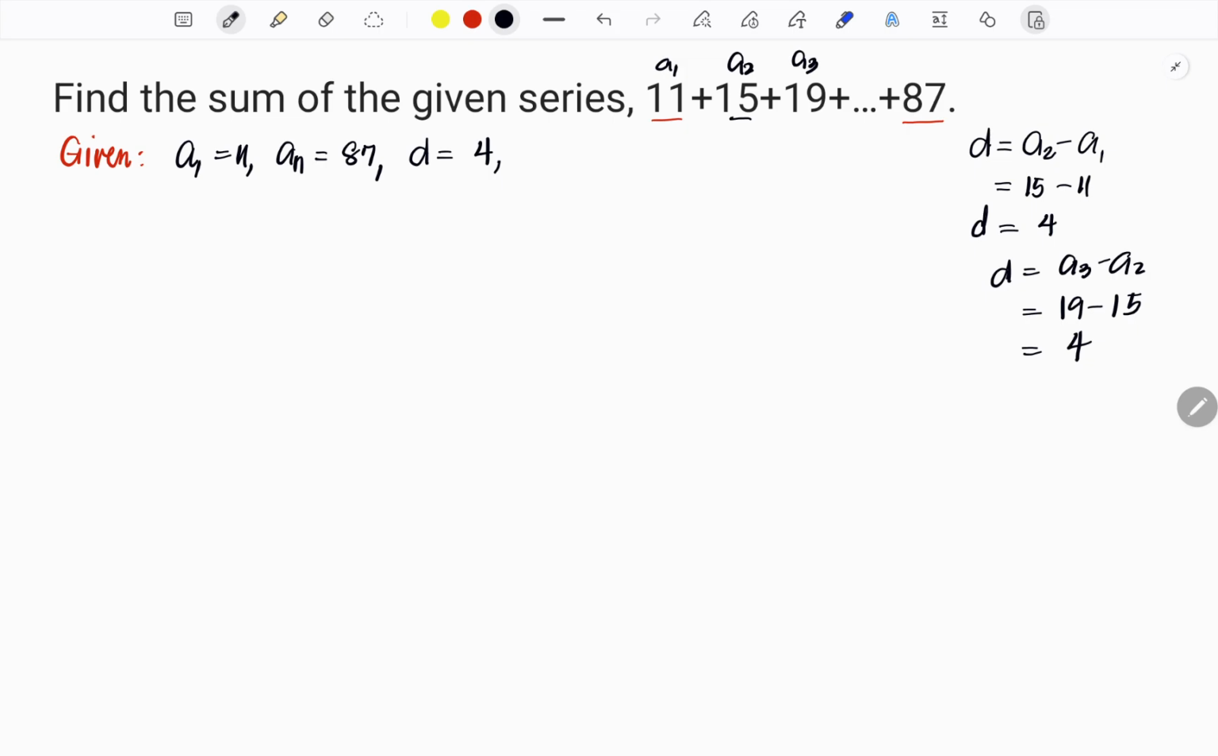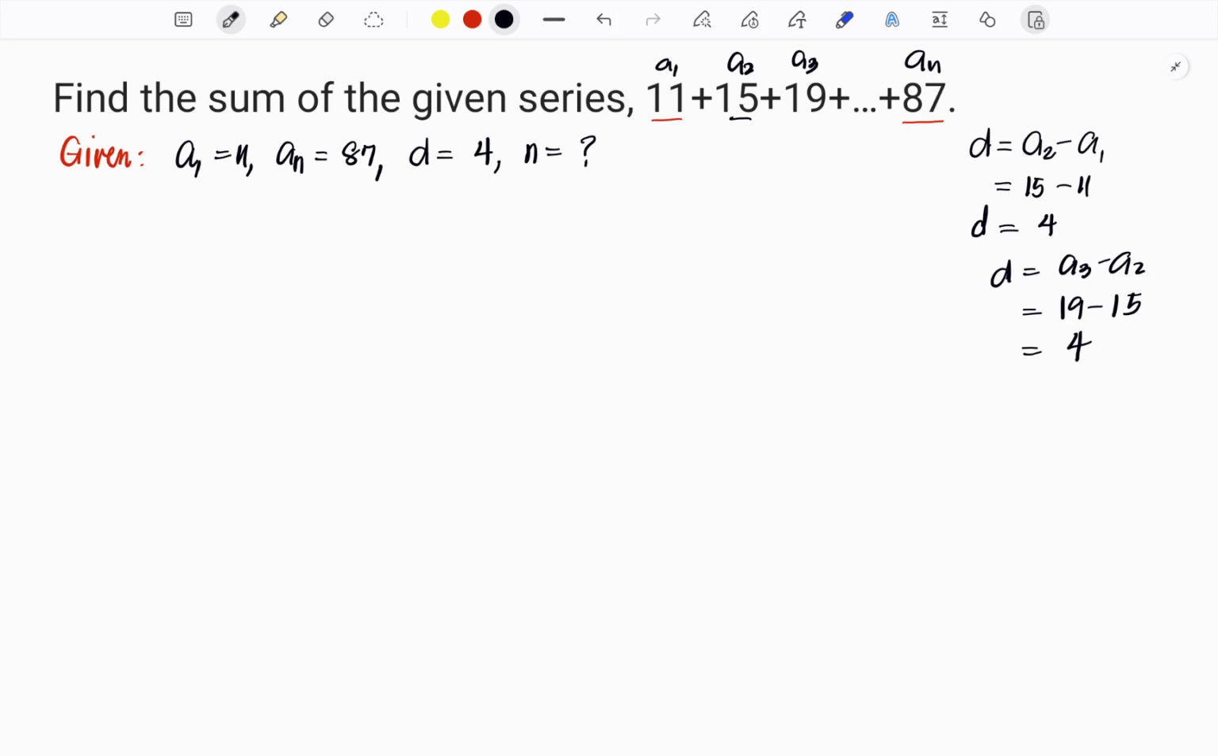And from the given sequence, we all know that 87 is the last term, a sub n, but we don't know yet what term in the sequence the number 87 is. So that simply means that n here is unknown, and that's what we are going to solve first before we can solve the sum of the given series.